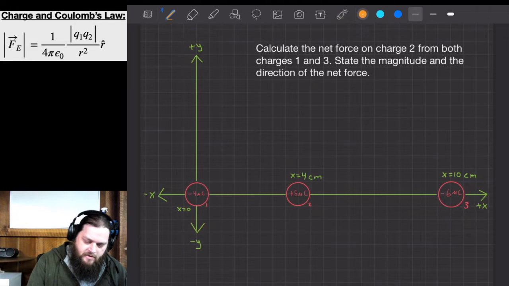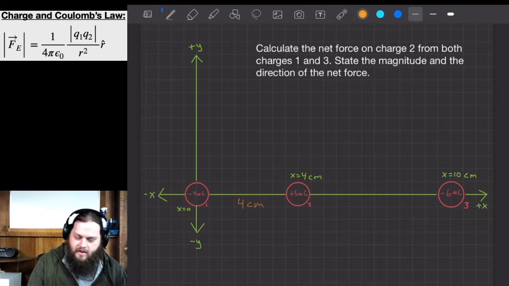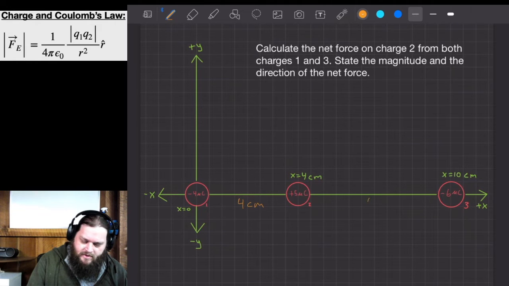The distance between them, since they're drawn on this axis, we know: this one lies at x equals 0, this one lies at x equals 4 centimeters, and this one is at x equals 10 centimeters. So we can find that distance by taking 10, subtracting 4, and we get 6 centimeters here.